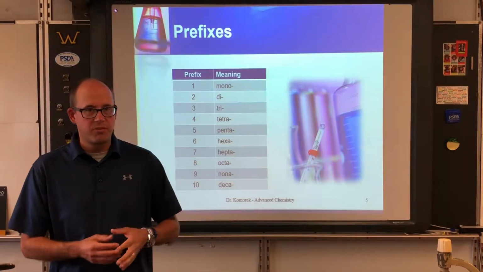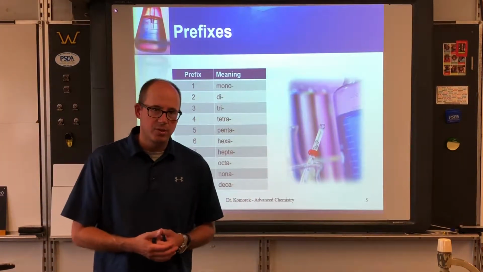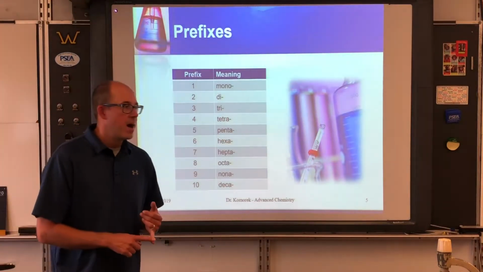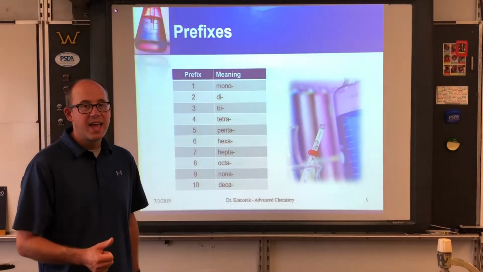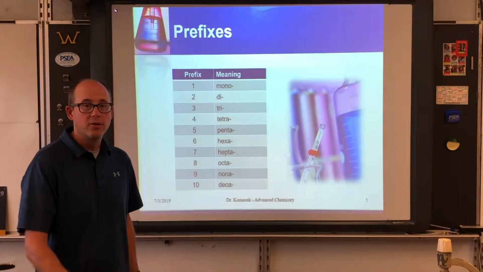This is the list of the prefixes that are used for the first 10 numbers. They are mono, di, tri, tetra, penta, hexa, hepta, octa, nona, and deca.